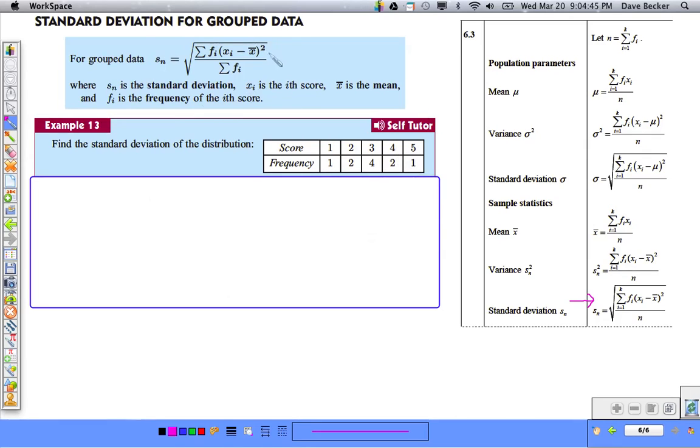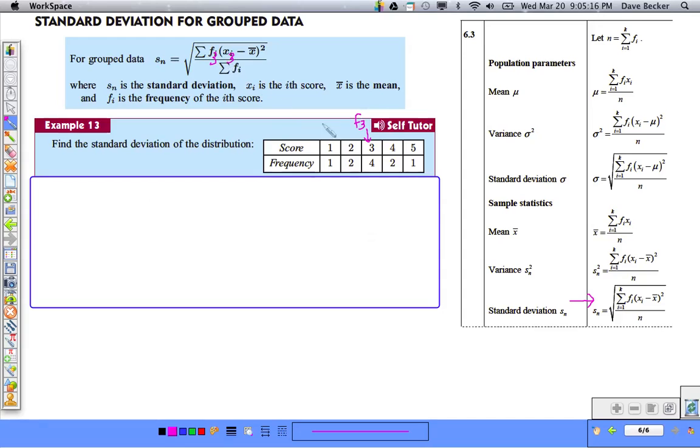So to calculate the standard deviation, I have to multiply each individual piece of data by the number of times that it happens. That's what f sub i is. So if, let's say, I don't know, let's talk about this piece of data right here. And let's say if it was f sub 3. So f sub 3 of x sub 3 minus x minus the mean squared.